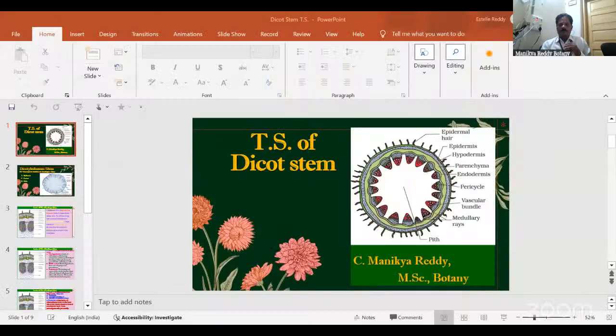So this is also important for essay. PS of dicot stem or PS of sunflower stem. The primary stem of dicot plants shows this structure. So this is the ground plan of PS of dicot stem.